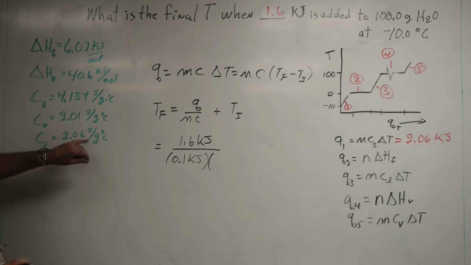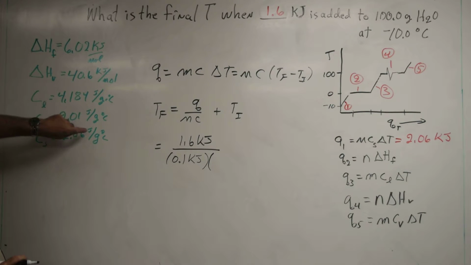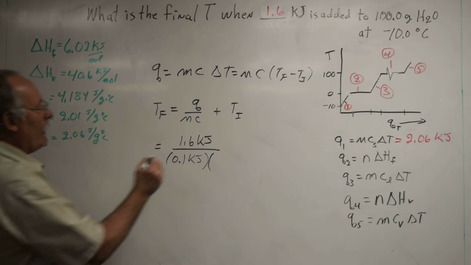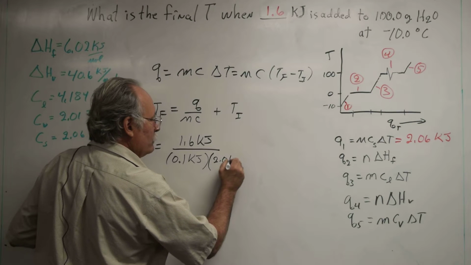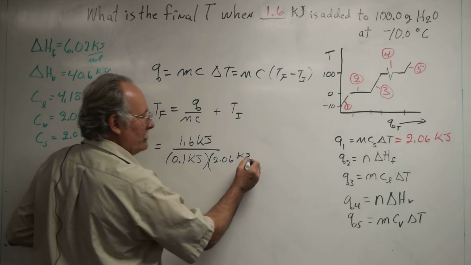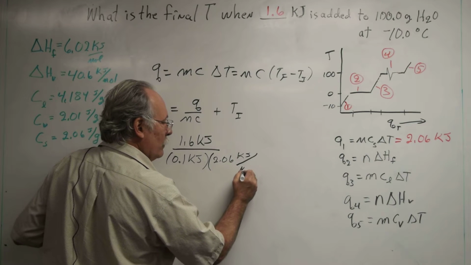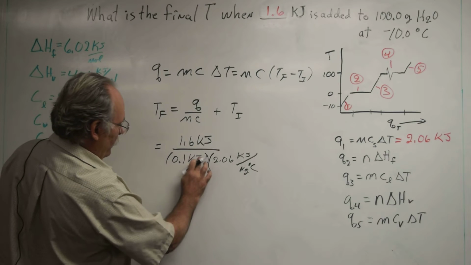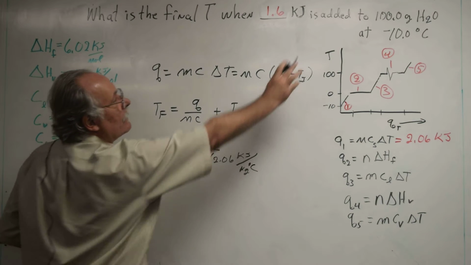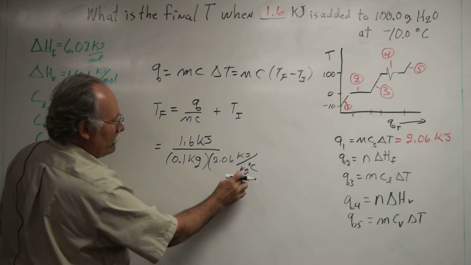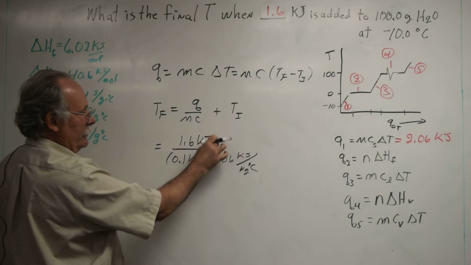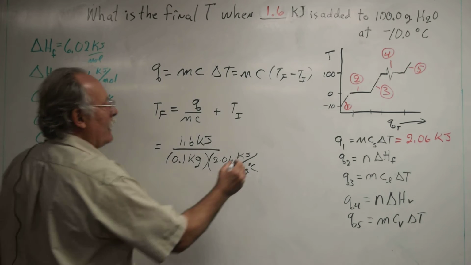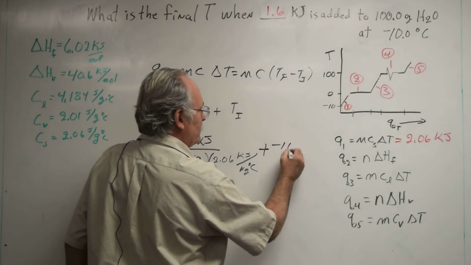And my specific heat capacity is 2.06 joules per gram. Now I can multiply the numerator by 1,000 and the denominator by 1,000 and not change anything. So it's the same as saying 2.06 kilojoules per kilogram degrees C. This here should have been 0.1 kilograms because I was converting 100 grams to kilograms. So kilograms over kilograms cancel, kilojoules over kilojoules cancel, and I have degrees C in the denominator of the denominator. And now I add to this the initial temperature, which was minus 10.